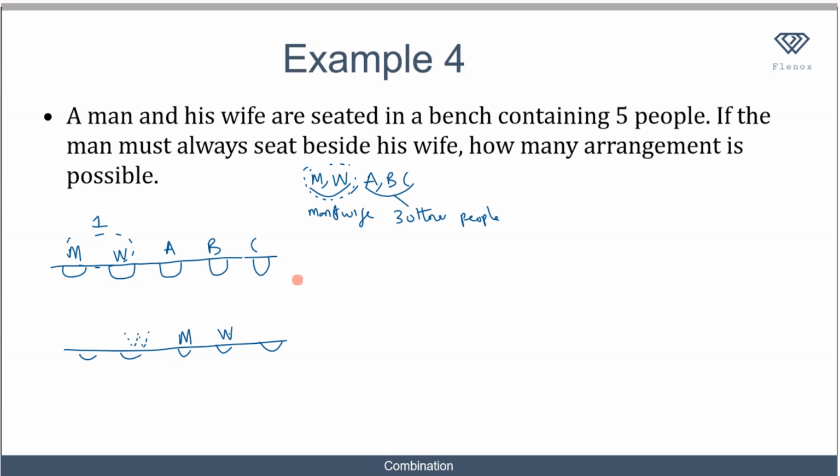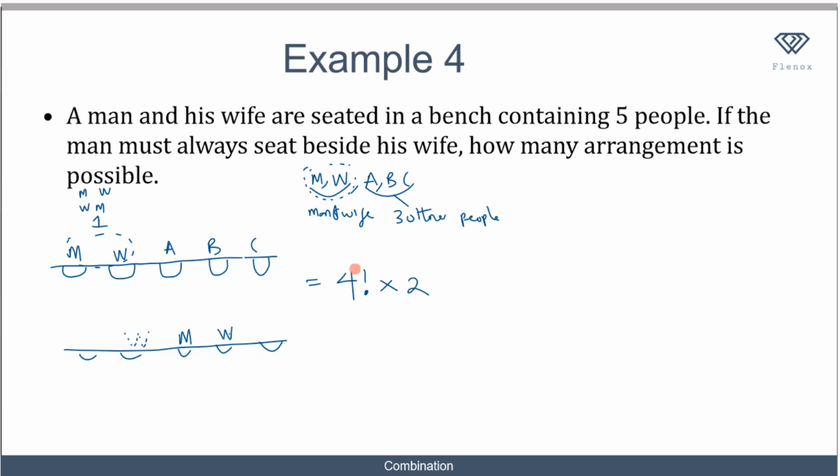So now I can write this out as what? 4 factorial, then times. Now within the man and his wife, the man can sit down first and his wife second, or the wife can sit down first and the man second. They can sit down and interchange, provided they are sitting. So the number of ways in which both of them can be seated together internally is if the man sits first and his wife sits second, or the wife sits first and the man sits second. So that gives us what?